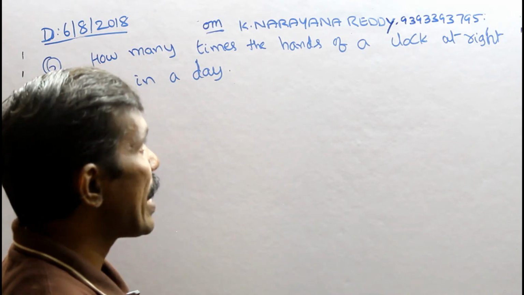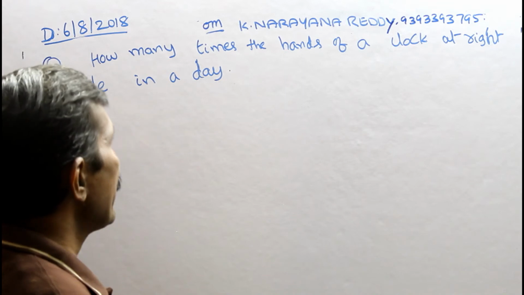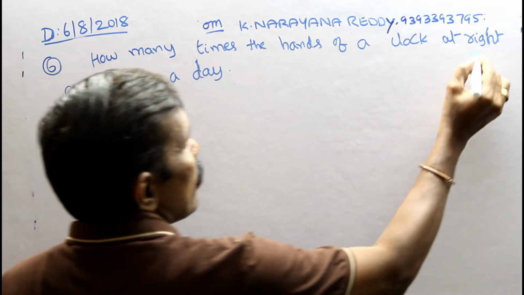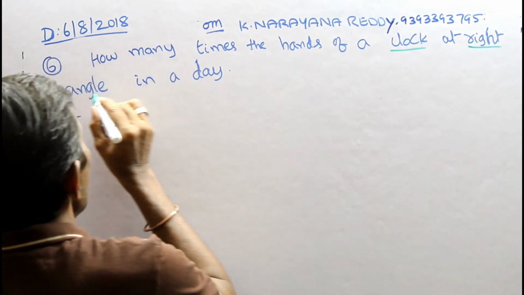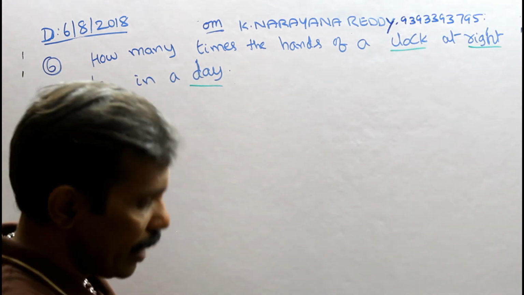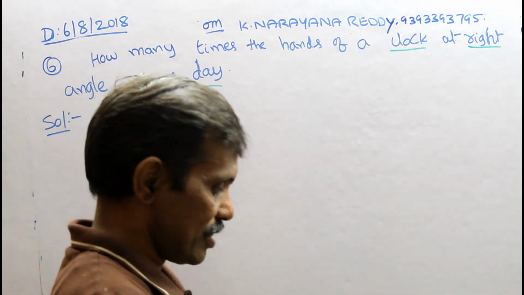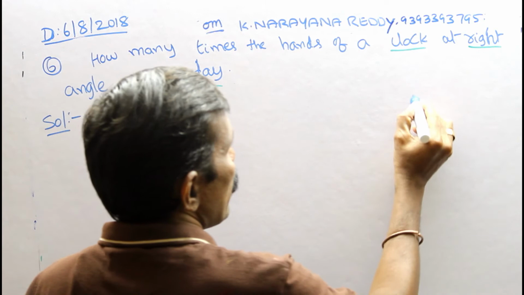How many times are the hands of a clock at right angle in a day? Simple question, important question also. So, right angle in a day. In one day, how many times are those two hands at right angles? So, see the figure here.